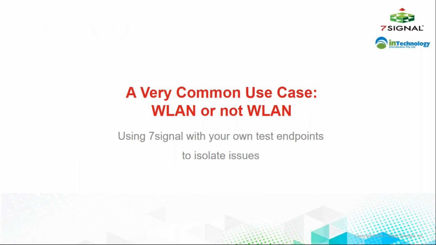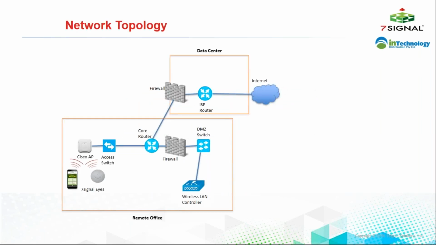So now let's go over a very quick common use case, this idea of, is it the LAN or is it the wireless LAN? And here's an example of a customer who actually used our system and their own test endpoints in order to isolate issues. So one thing that's important to note is that 7Signal has a test endpoint. It's a VM, we call it the sonar, and it can be an appliance or a virtual machine. And you can put this anywhere in your network, and you can move it around if you want to as well.